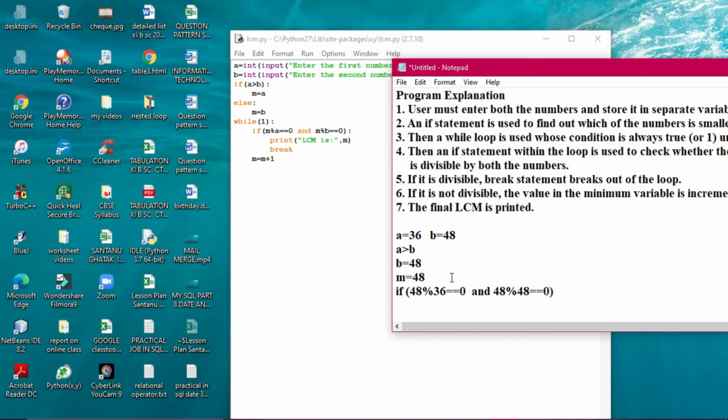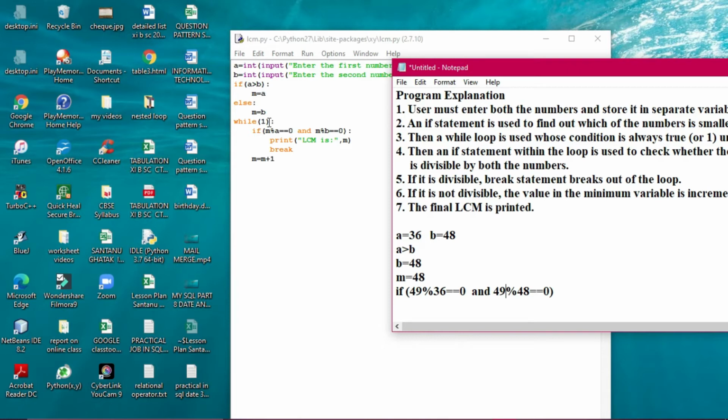48 is not divisible by 36, and 48 is divisible by 48, that's true. But these two conditions are not both true together, so print LCM and break will not be executed, because they are under the if block. Then m equals m plus 1, so 48 becomes 49. Now 49 will be tested, and none of them is divisible. Like this it keeps incrementing: 49, 50, 51. The iteration will go on and on, why so? Because it is while true.